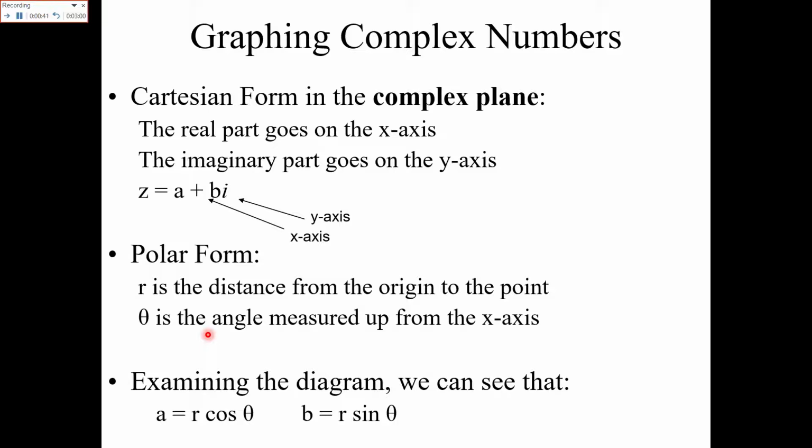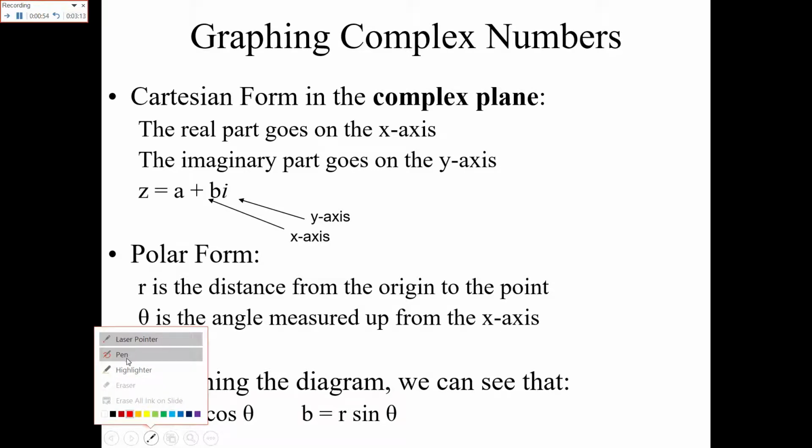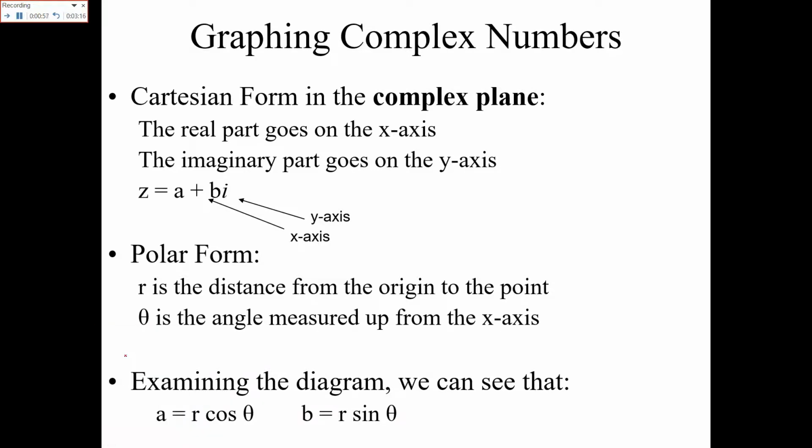By examining the diagram, we can find that a is equal to r cos theta and b is equal to r sin theta. How these came, I'll show you by drawing the graph. Let me take the pen here.